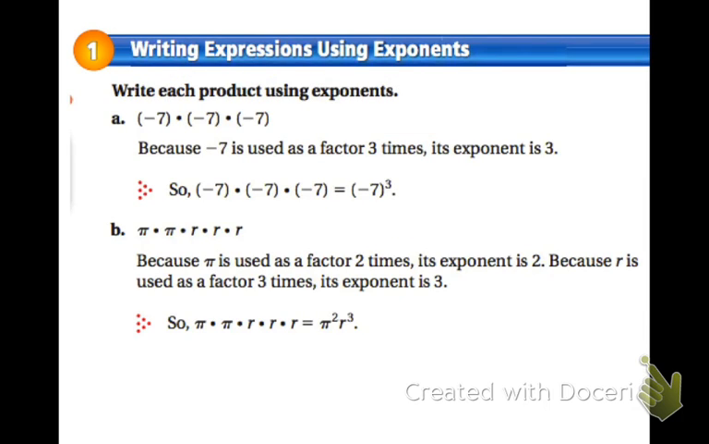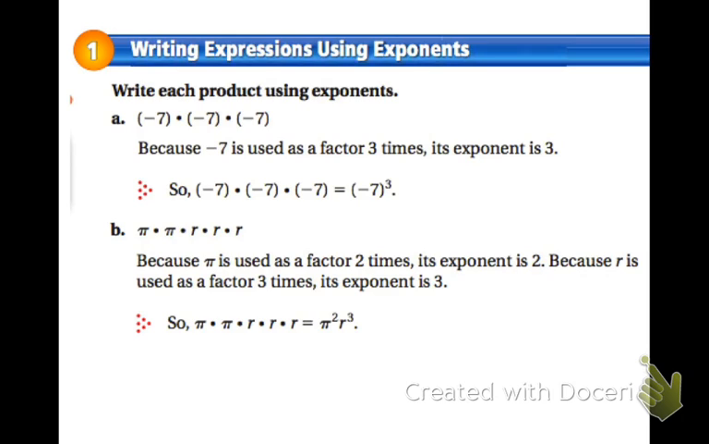So example 1, write each product using exponents. Since the repeated factor is -7 and it is repeated 3 times, you would put -7 in parentheses with an exponent of 3. For part B, you have pi times r times r times r. Pi is a factor 2 times, r is a factor 3 times, so pi squared r cubed.